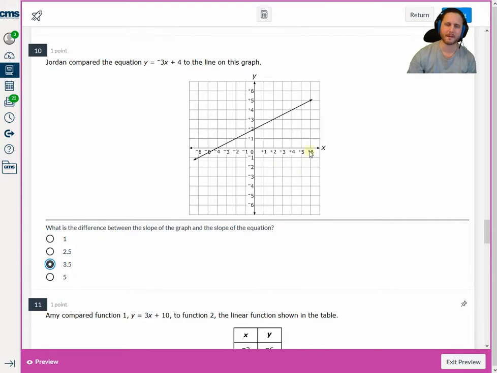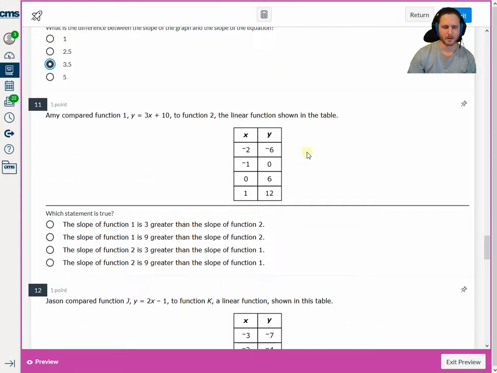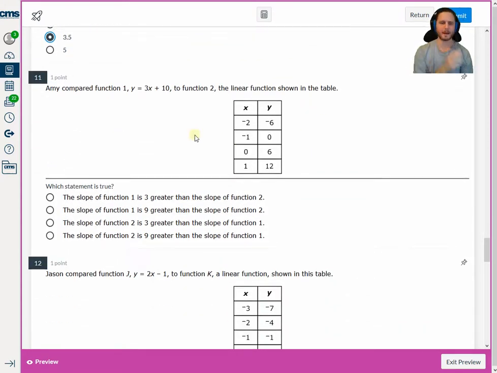Use these graphs, okay? For number 11, Amy compared function 1, which is y equals 3x plus 10, okay, and function 2, which is represented by this table, okay? So again, we have our function here, and we have a different function represented a different way. Which statement is true? We have practiced actually finding slope. That's the rate of change. We've mostly used it to identify if something is a linear function, though.